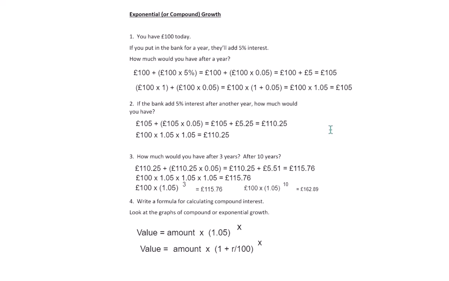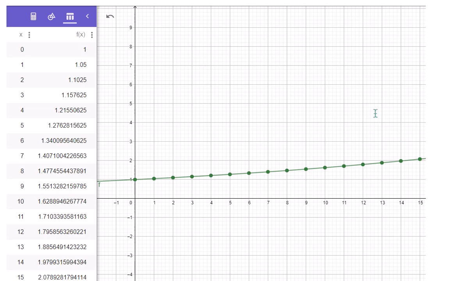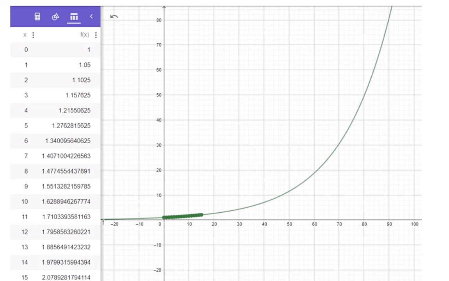And we ended up with a formula where the value after a number of years in the bank was the original amount times 1 plus the rate of interest divided by 100 to the power of x, where x equals the number of years. And in this example, the rate of interest was 5, so it would be 1 plus 5 divided by 100, or 1.05 to the power of x. And we ended up with a graph that wasn't a straight line, where the amount of interest increased every time, and we ended up with a curve and not a straight line.